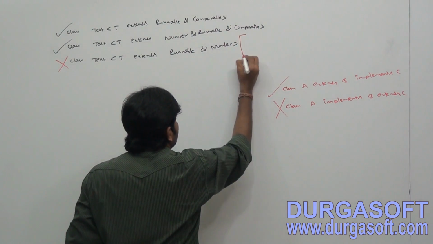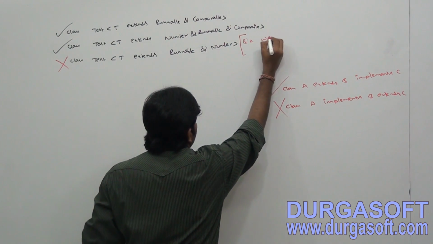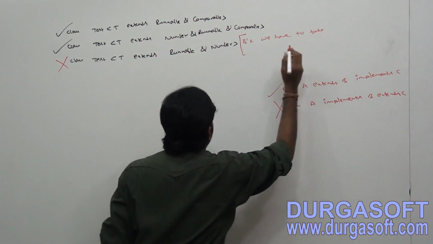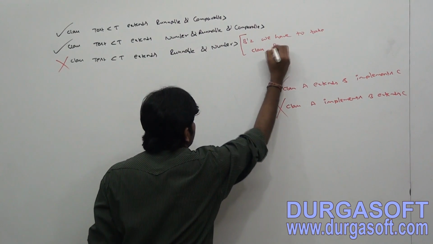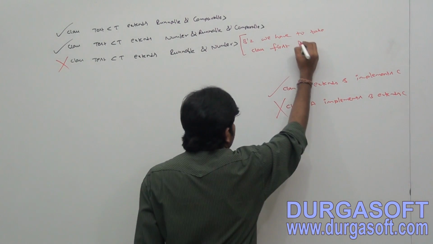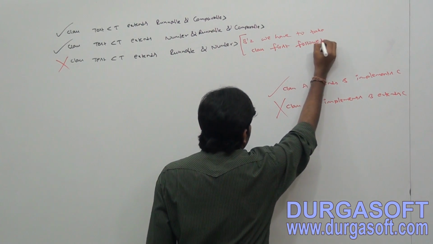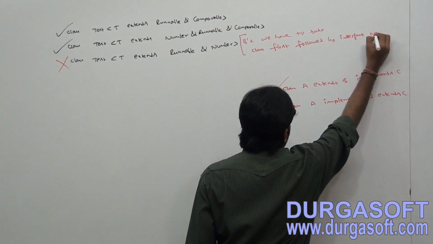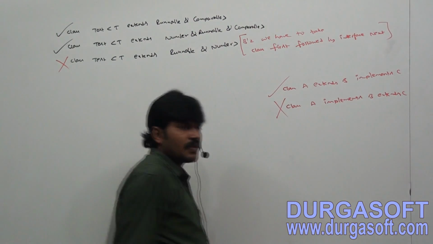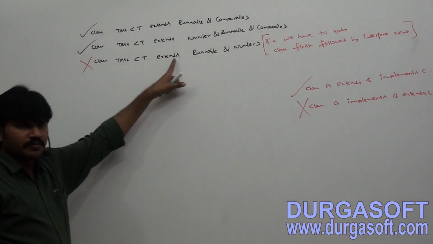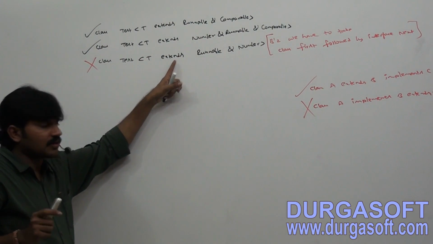Can I spell out the reason also? Because we have to take the class first, followed by the interface next. Are you getting it? Class first followed by interface next. That's why this one is nothing but invalid, right? First the class, later you can take the interface.